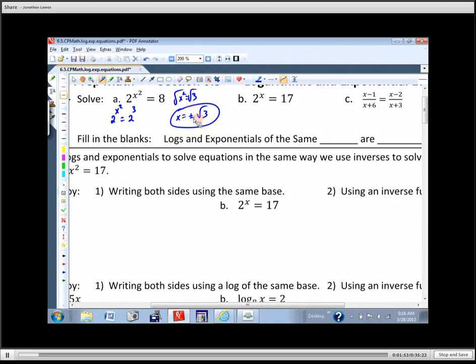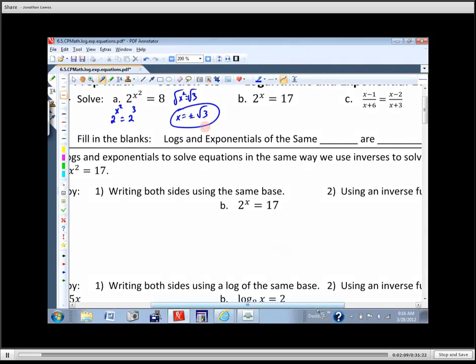If I were to plug in square root of 3 squared, I get 3. 2 cubed is 8. If I put in a negative radical 3, that's going to square. I'm going to have two negatives. That's going to be a positive 3. 2 to the positive 3 is going to be 8. So those are the two answers.